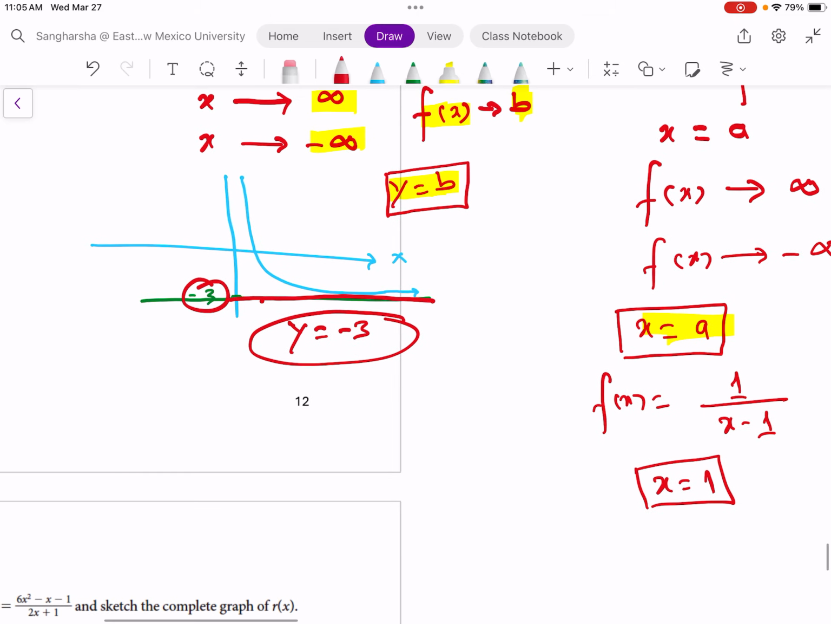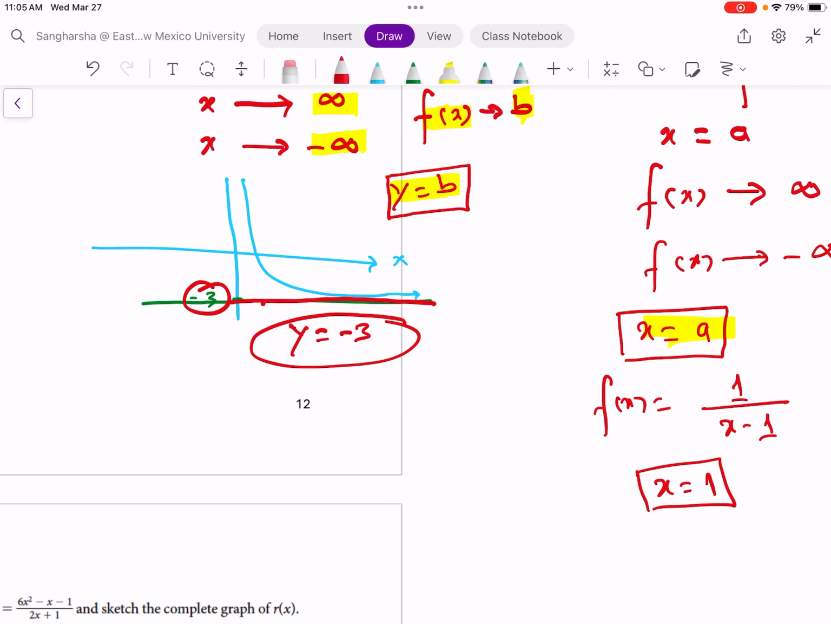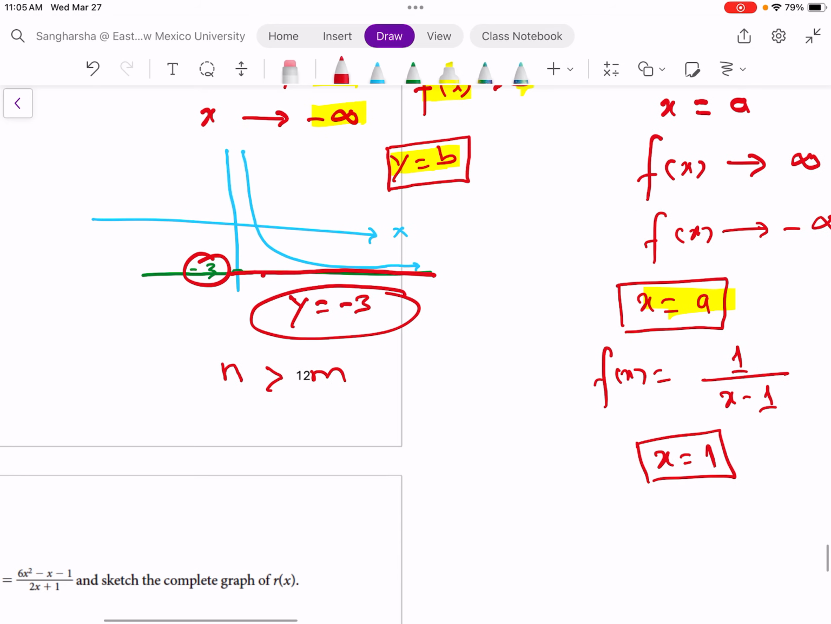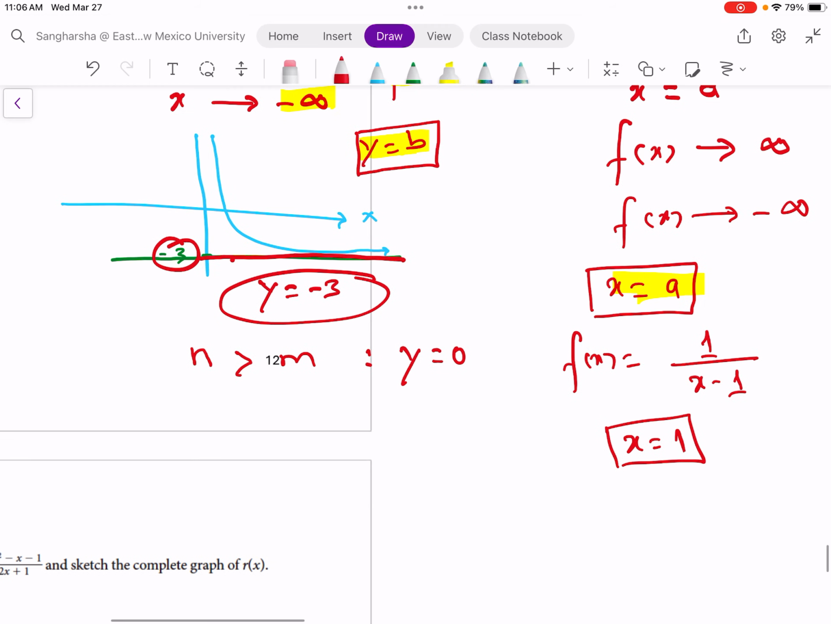And in order to find the horizontal asymptote, we have three conditions. We need to check the degree of numerator and degree of denominator. Okay, if the degree of numerator is greater than the degree of denominator... is that the one or is it the other way? Okay, it's the other way. If the degree of numerator is less than the degree of denominator, then the horizontal asymptote is always y equals 0.